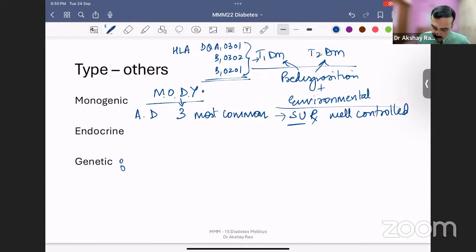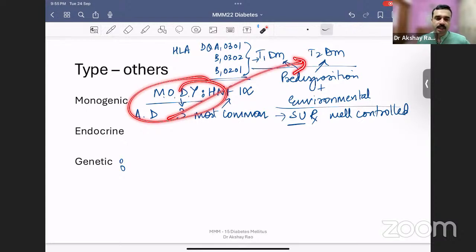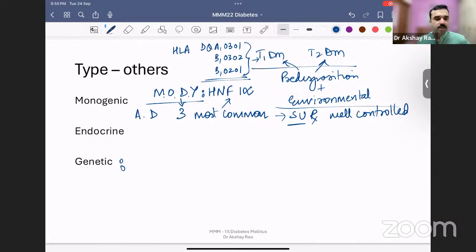What is the gene affecting? It's affecting something called hepatic nuclear factor 1 alpha. MODY 3 affects hepatic nuclear factor 1 alpha. There are different MODYs, from 1 to at least 6 are there. In fact, there are close to 20 MODYs, but we don't need to know all of them. They're rare. They get masked. A MODY patient may end up developing type 2 diabetes with the kind of lifestyle we have. So we end up considering that patient to have type 2 diabetes only, not MODY.